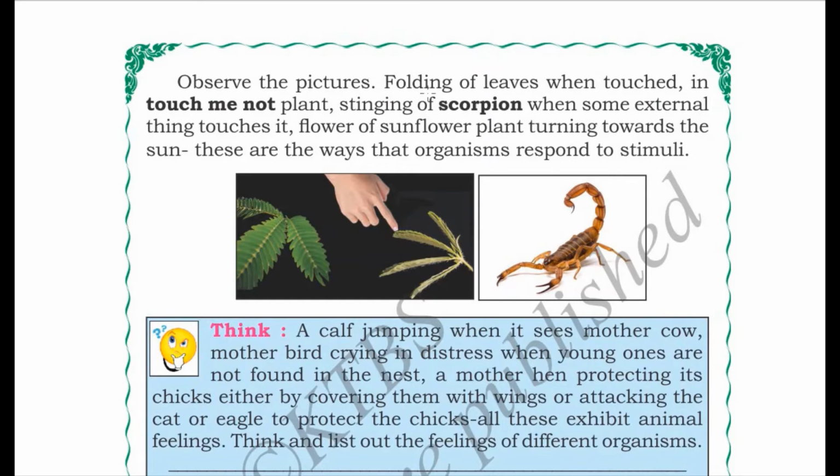Now, observe the pictures. Folding the leaves when touched in Touch Me Not plant. So Touch Me Not plant is a plant which has a unique way of responding to stimulus. Why does it do this? Whenever a herbivorous animal is trying to graze the Touch Me Not plant and comes and touches the plant, it becomes smaller. So in this way it discourages the herbivores from eating it.